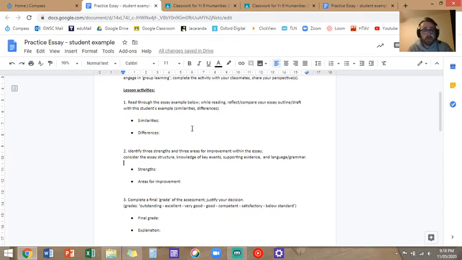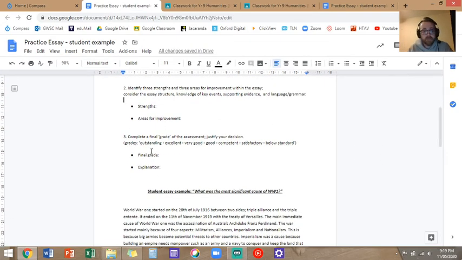Question 2. Identify 3 strengths and 3 areas for improvement within the essay. Consider the essay structure. Are they using TEAL in their body paragraphs? Do they have a clear introduction and conclusion? Their knowledge of key events: have they referred to it as World War II? That would probably not demonstrate good knowledge of events. And do they have supporting evidence? Have they got research to back up what they're saying? And the language and grammar, it's a forgotten part, but it's an important part of writing an essay. So strengths, areas for improvement, just jot them down there.